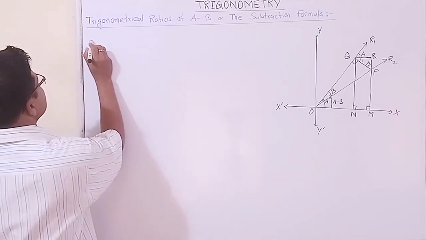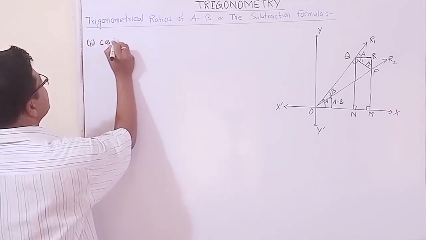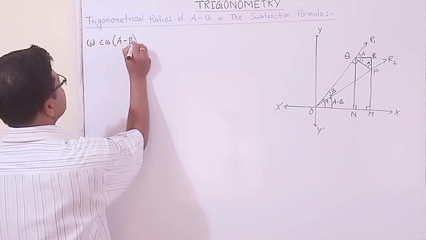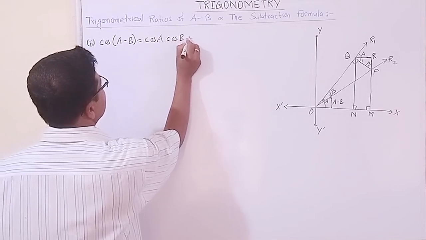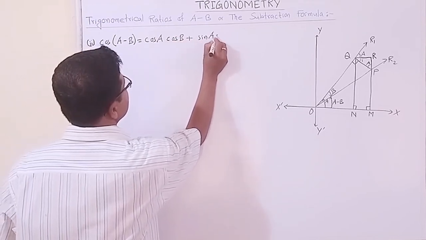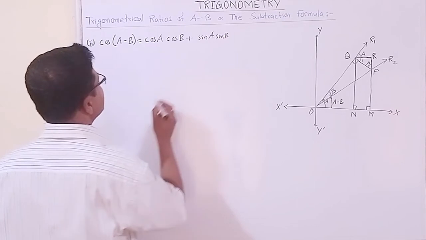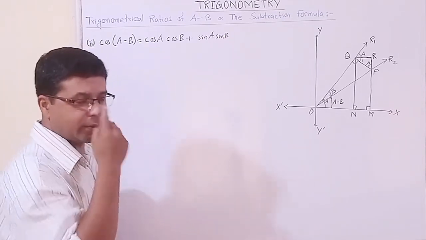Okay, second one is, I will write the formula. Okay, cos of A minus B. It is cos A cos B plus sin A sin B. You have to remember the formula. You have to memorize the formula.